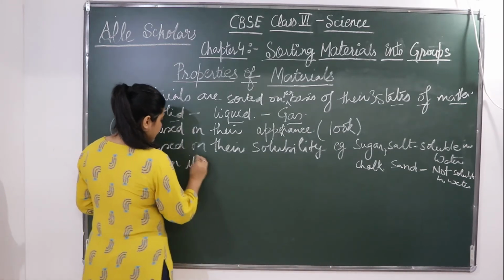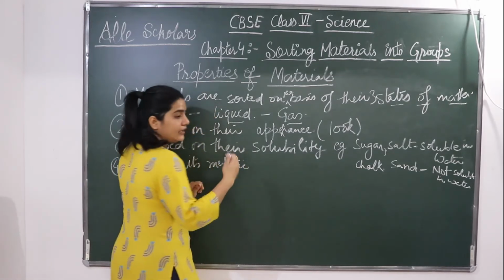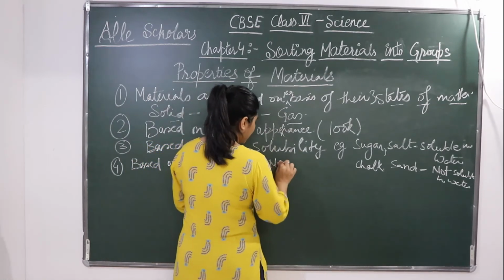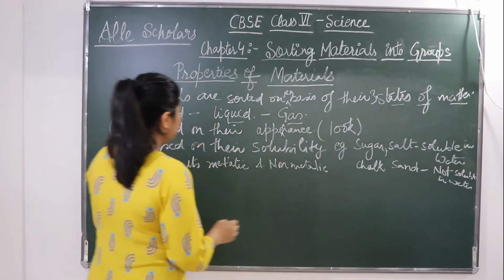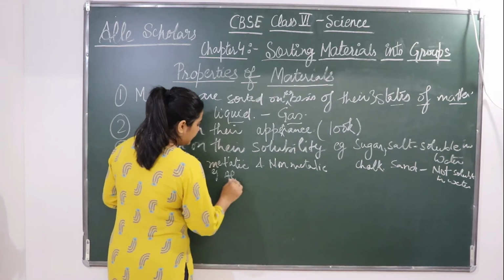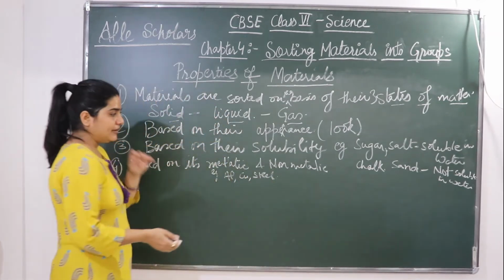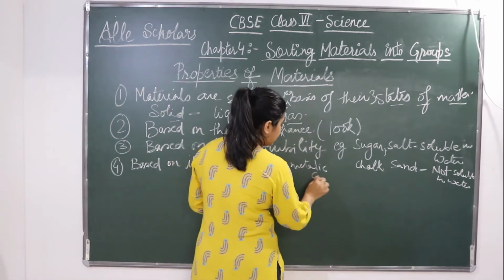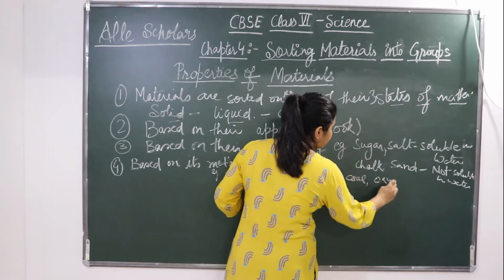Okay, so the fourth category is based on its metallic and non-metallic character. Any metal can be aluminum, copper, steel. All these are metals. Iron is also there. And if we talk about non-metals, there are other different objects. Carbon is there, coal is there, oxygen is there.